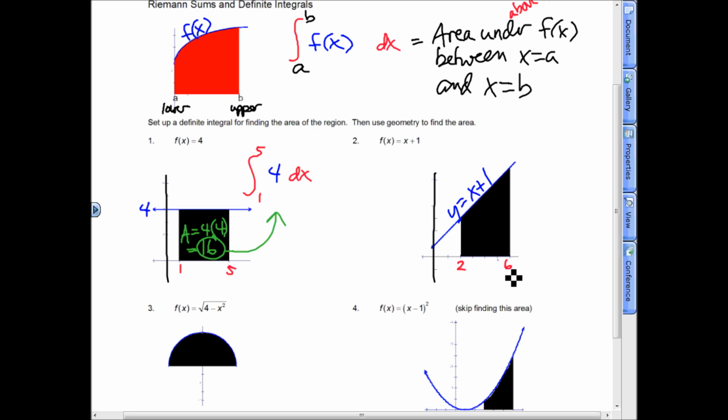So if I wanted to write a definite integral, I'd be looking at integrating with respect to x. What function am I integrating? I'm integrating x plus 1. I'm integrating that thing starting at a lower bound of 2 and going to an upper bound of 6. And if I wanted to figure out how that integral would work out, I would just go ahead and do area right here. Well, this is a trapezoid if I want to do it that way.